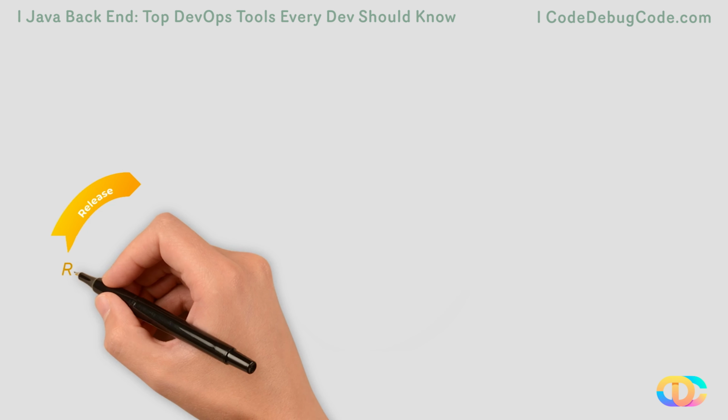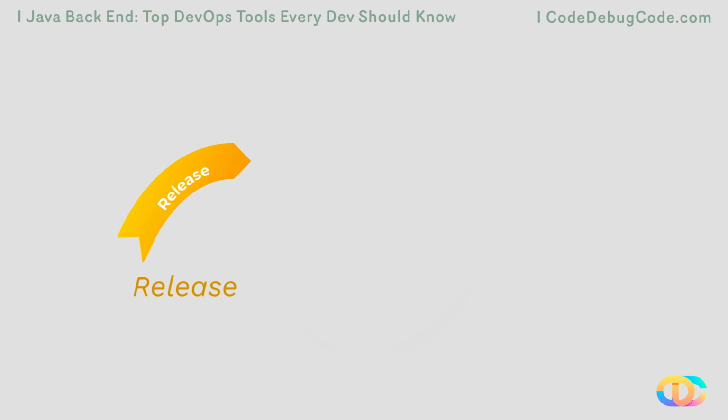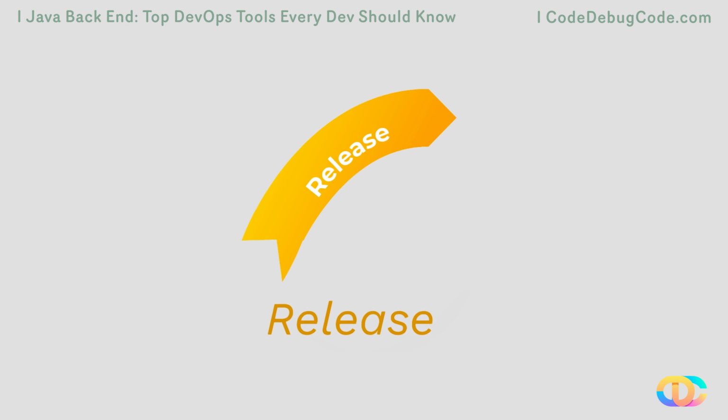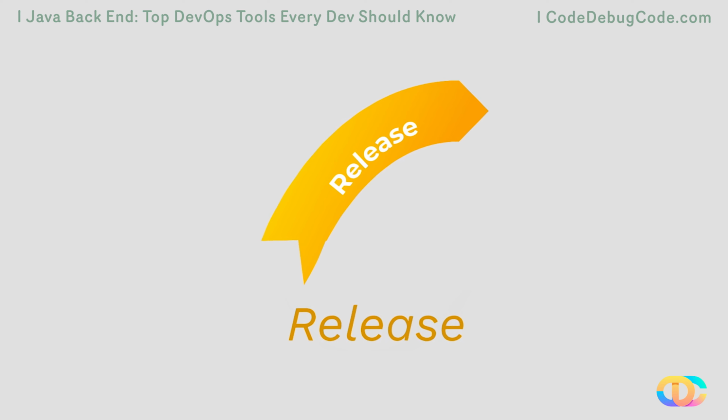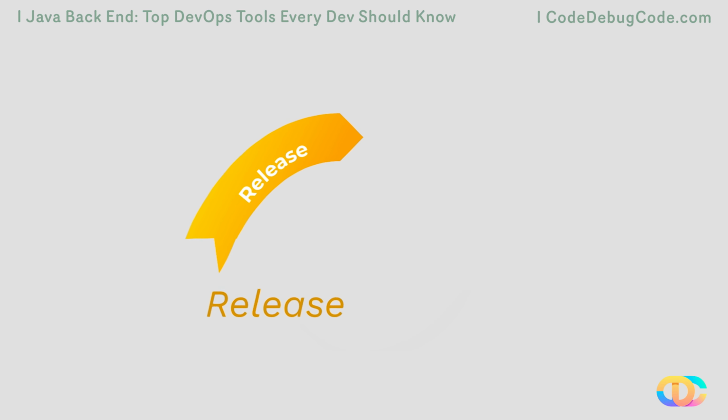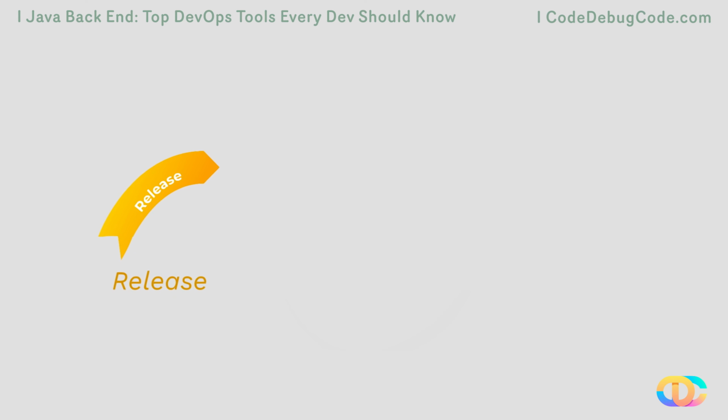Now 5th step is how to release. When your build passes all tests, it's time to release it to production. The release phase often uses CI/CD pipelines to ensure seamless delivery. Now let's talk related tools. Best tools for release parts of DevOps will be.